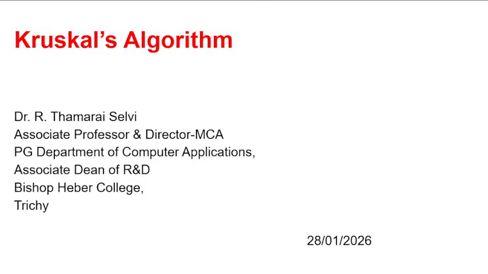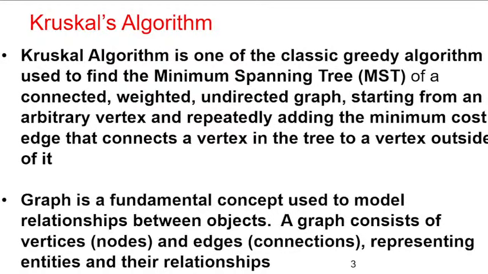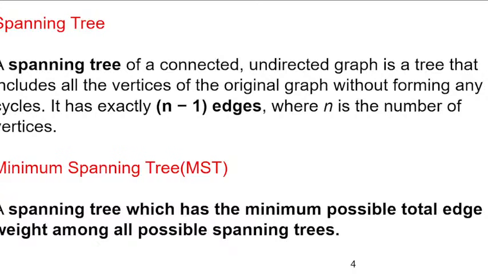Now I am going to give you the descriptions for Kruskal algorithm. Kruskal algorithm is one of the classic greedy algorithms used to find the minimum spanning tree of a connected, weighted, undirected graph starting from an arbitrary vertex and repeatedly adding the minimum cost edge that connects a vertex in the tree to a vertex outside of it. So the main purpose of Kruskal algorithm is to find the minimum spanning tree.